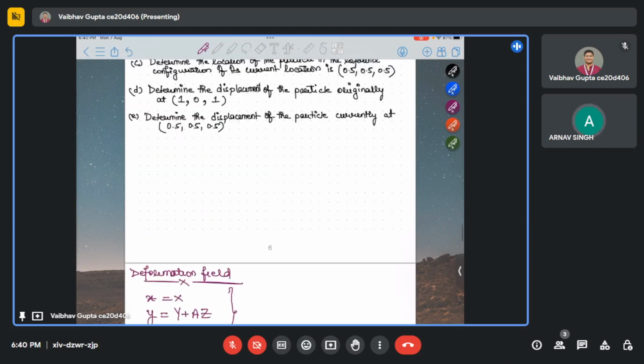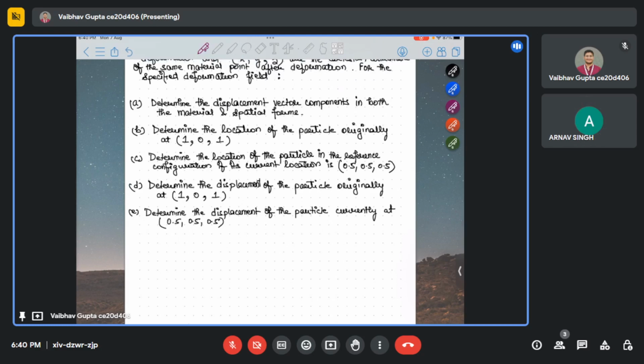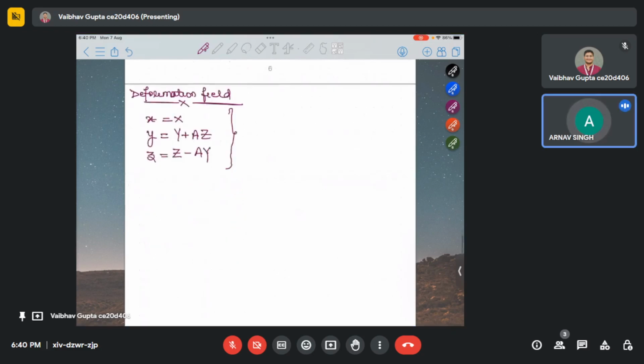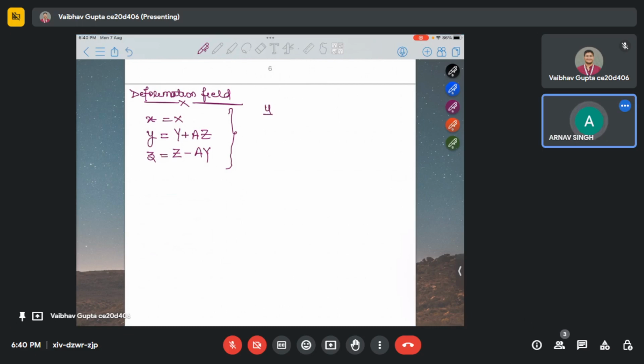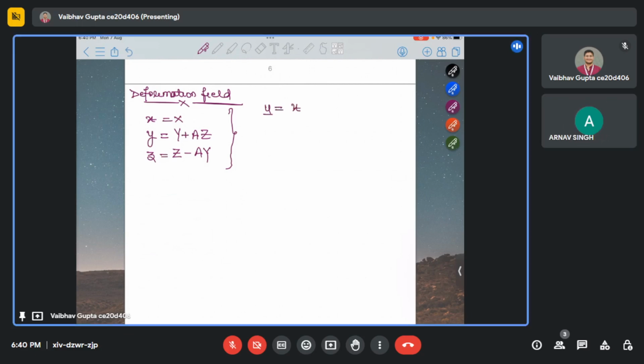In the first question they said determine the displacement vector in both the material and spatial forms. What do you mean by material form? Material form means you have to find the displacement in the reference configuration. Reference means capital X, capital Y, capital Z, where the body is at time t equal to 0. So U, we know, is small x minus capital X.